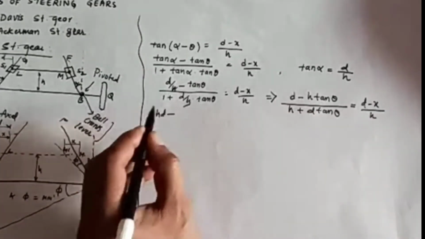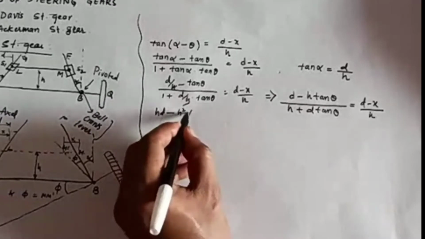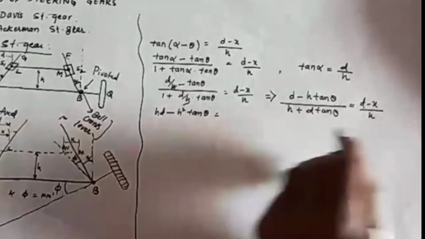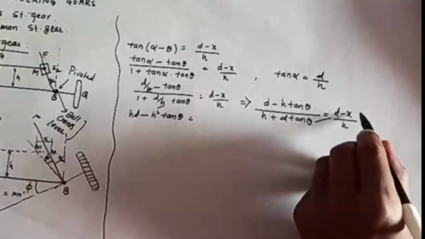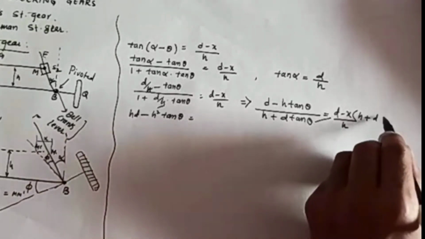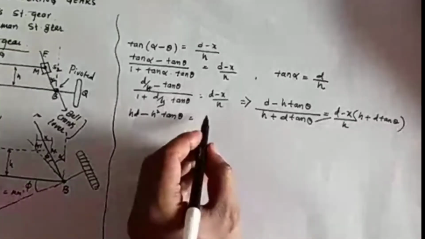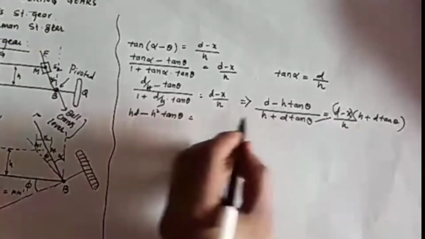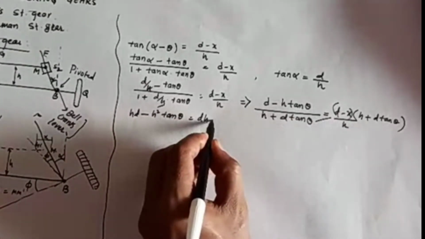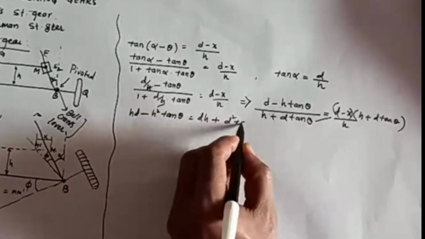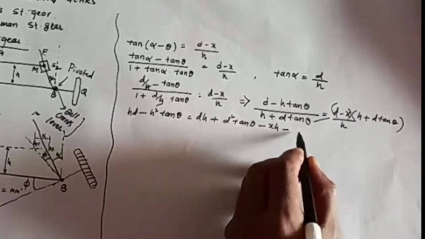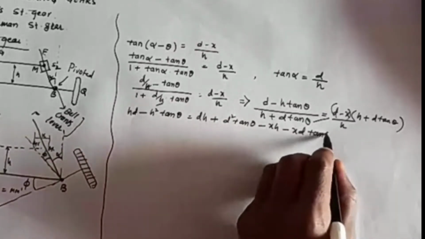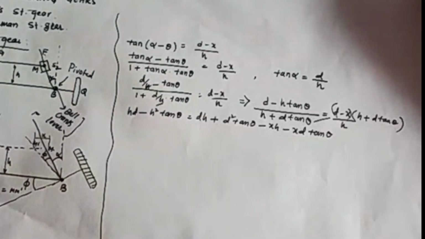So h into d, that is hd minus h square tan theta, is equal to, again here, you have to make this one into multiplication, so (h plus d tan theta) will be here. Now you can make the direct multiplication. So first one, dh plus d square tan theta minus xh minus xd tan theta. If you make these two multiplications.